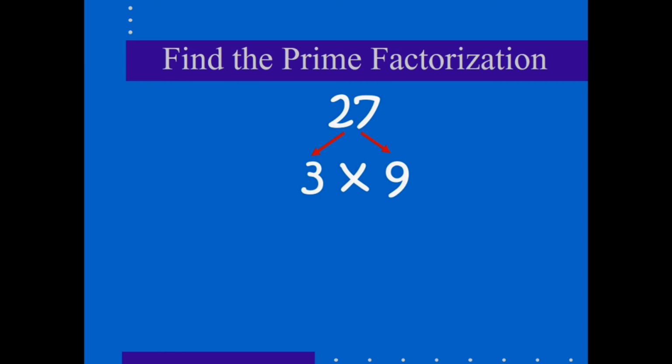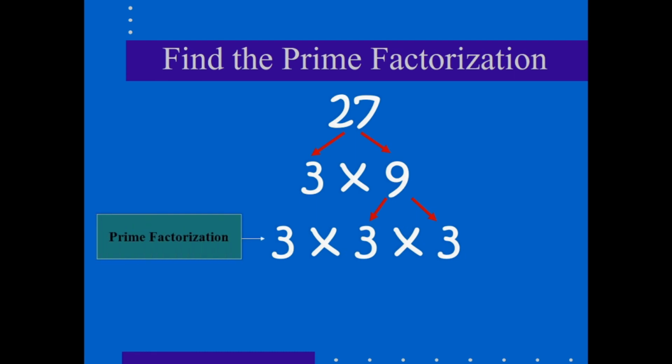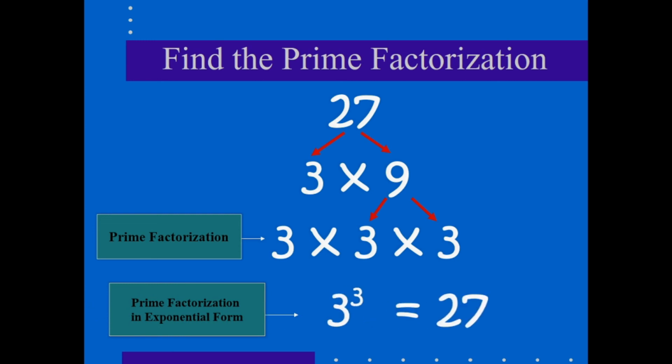9 is divisible by 3. Now what number that can be multiplied by 3 and the answer is 9? It's also 3. The prime factorization is 3 times 3 times 3. Or it could be written like this, exponential form, 3 cubed equals 27.